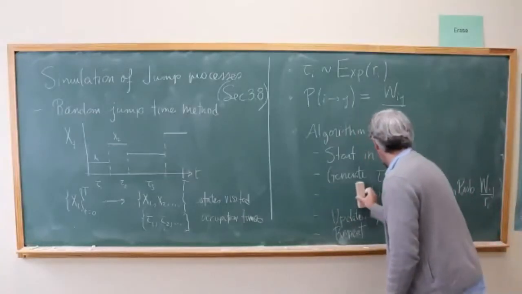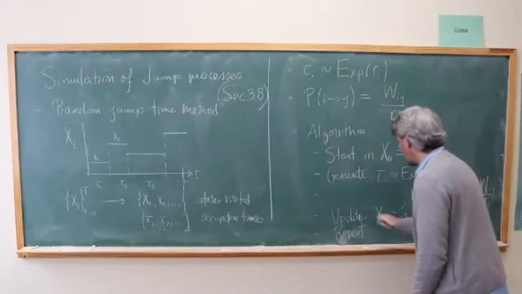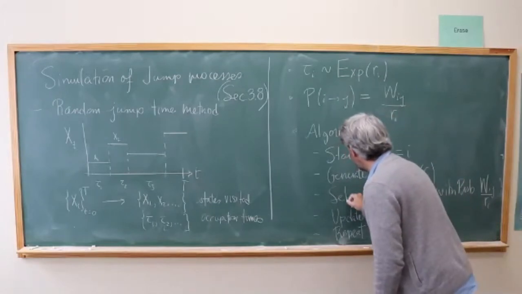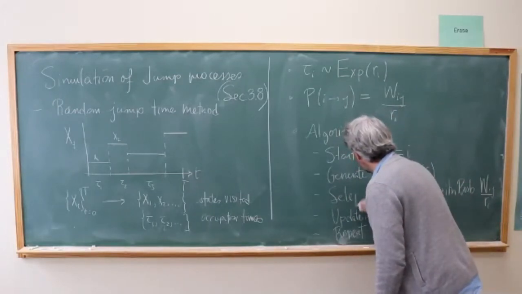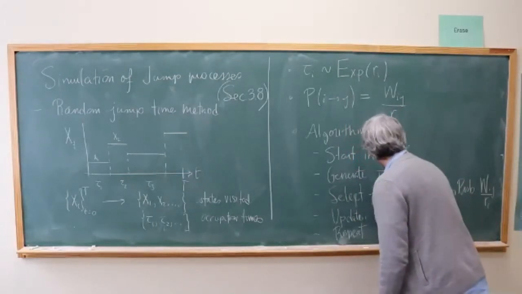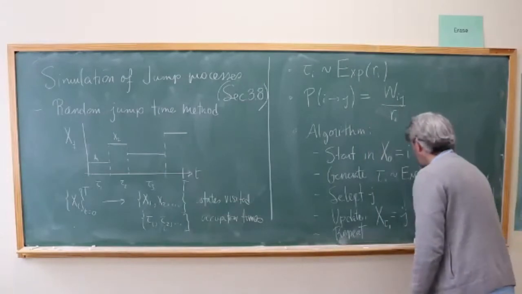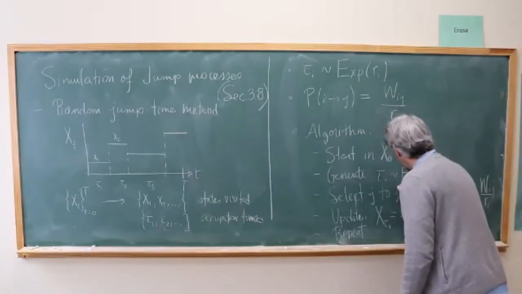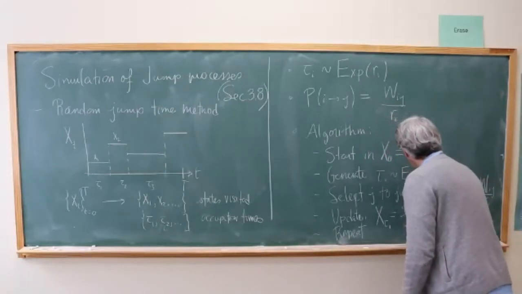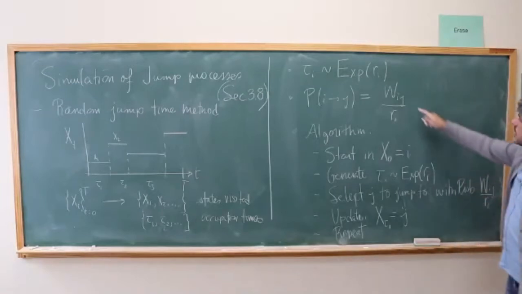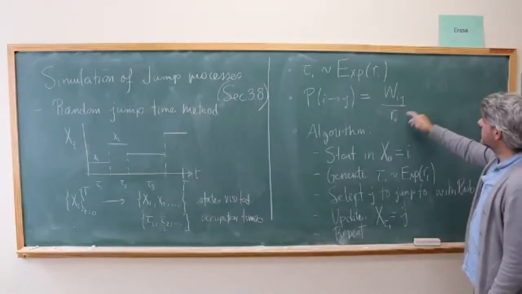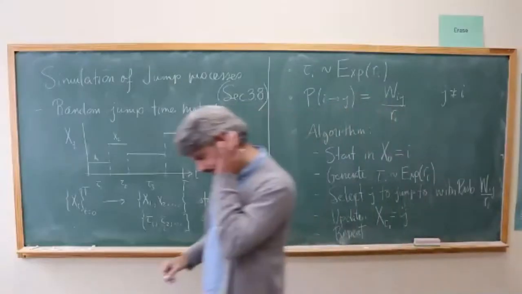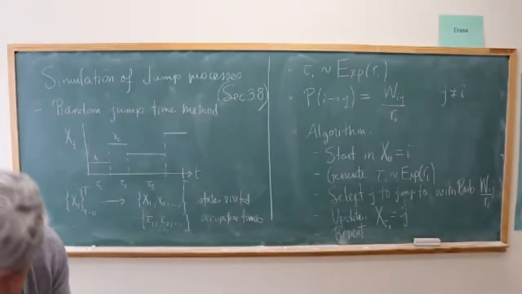But as you have written on the board that we attempt to jump to j with this probability. Yeah, so maybe what I should write is that we should select j to jump to with the probability Wij over Ri. And so we are just selecting the site where to jump to. To jump somewhere. Okay, I think that's clearer.